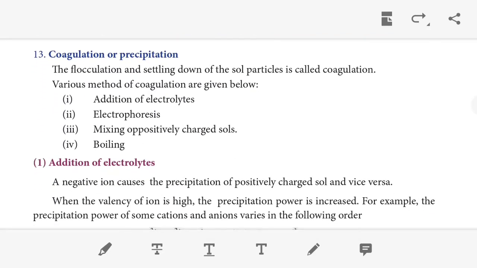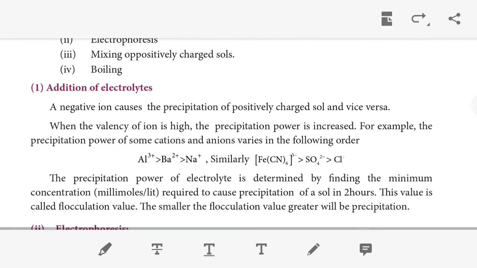The last method, coagulation or precipitation. The various methods of coagulation are given. First one is addition of electrolytes, second one is electrophoresis, third one is mixing positive charge salts, then fourth one is boiling. Addition of electrolyte means a negative ion or positive ion is added to cause the precipitation. Next, if the valency of the ion is high, the precipitation power is increased. For example, aluminum, barium, sodium; similarly for potassium ferrocyanide, SO4, Cl.